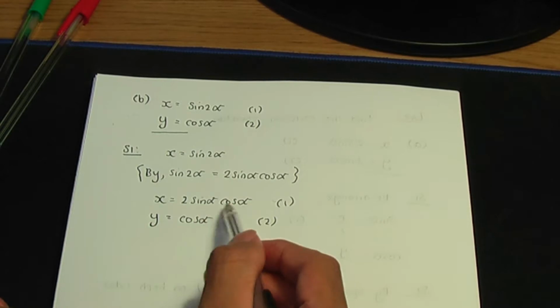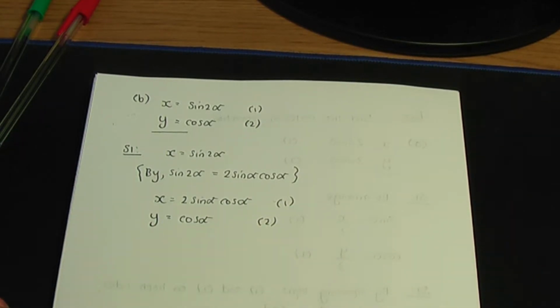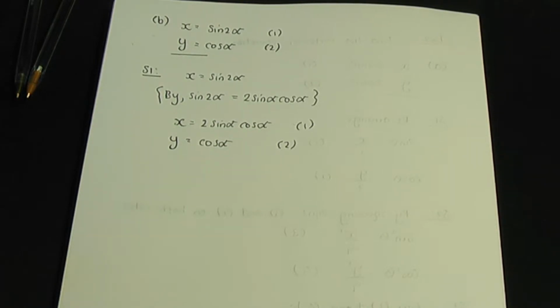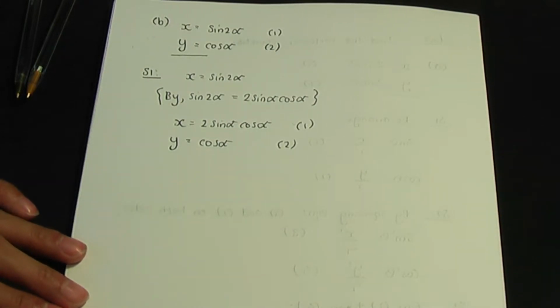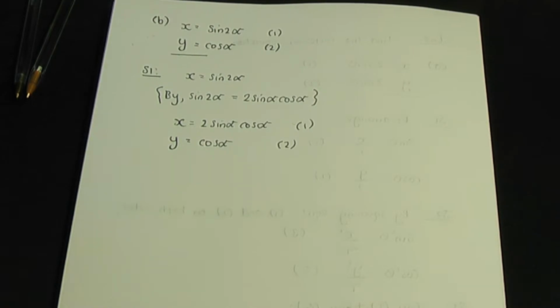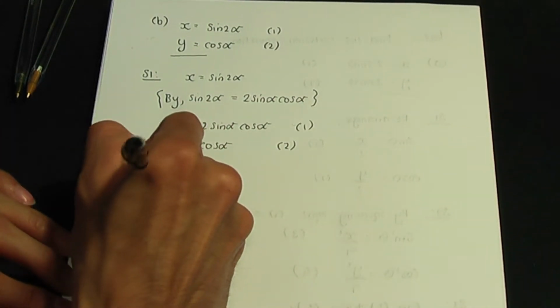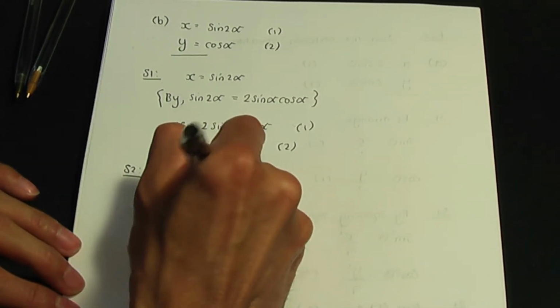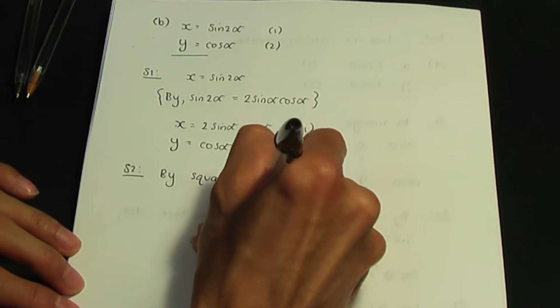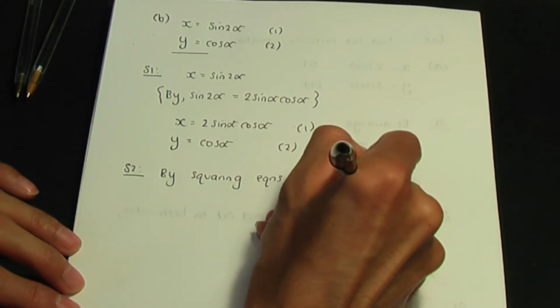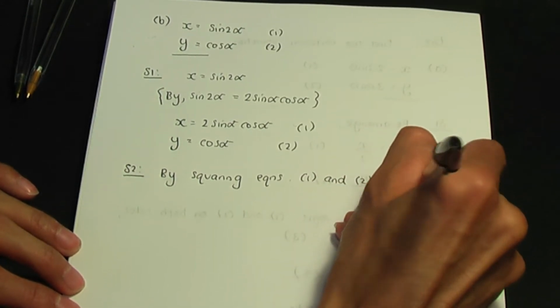Now, our equations 1 and 2 are in terms of sines and coses. You need to use an identity involving sine and cos. So the identity involving sine and cos is cos squared plus sine squared is equal to 1. So somehow we need to use the identity in order to get our Cartesian equation. Since that identity has a square, it makes sense for us to square both sides of these two equations 1 and 2. So that's what I'm going to do in my next step. So by squaring equations 1 and 2 on both sides.